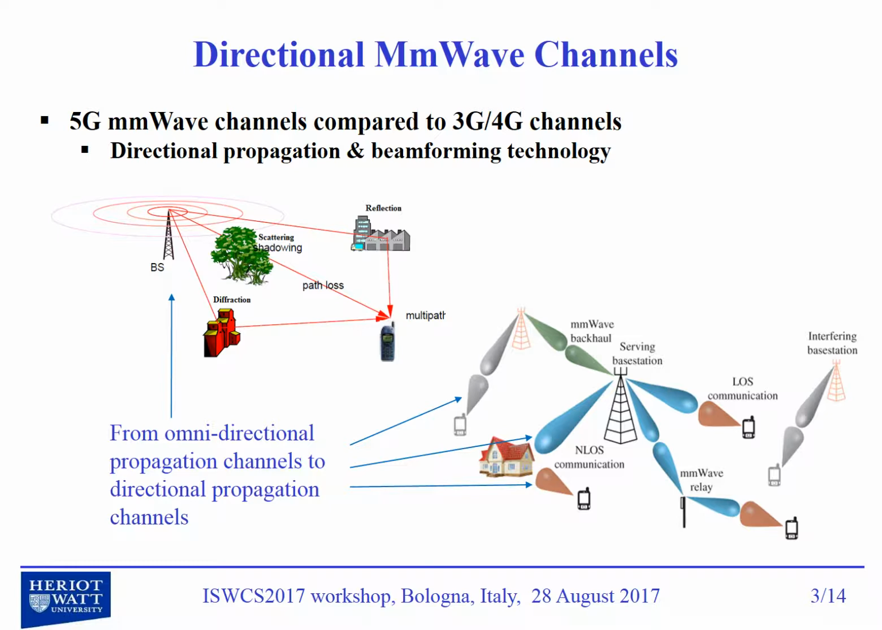Therefore, the millimeter wave channel is very different from the current 3G and 4G channels. We can see that the signals in 3G and 4G channels are omnidirectionally propagated to the user, as in the figure on the left-hand side. However, in millimeter wave communication, the signals are directionally propagated. So, in the research of millimeter wave channels, the study of the directional propagated channel property is very important.